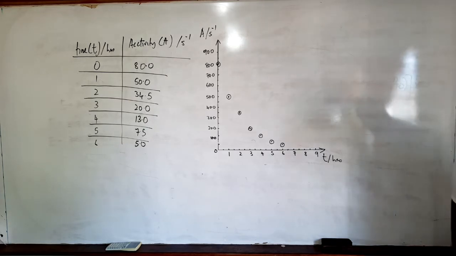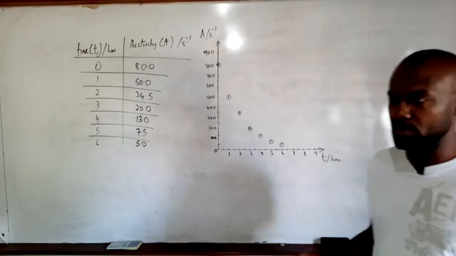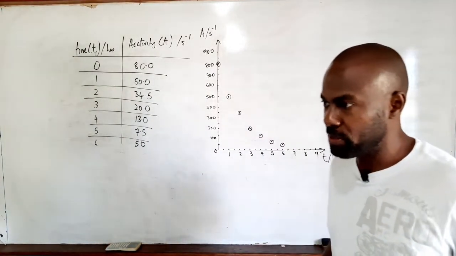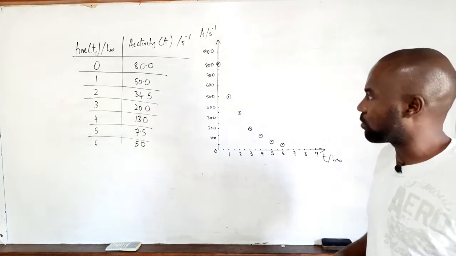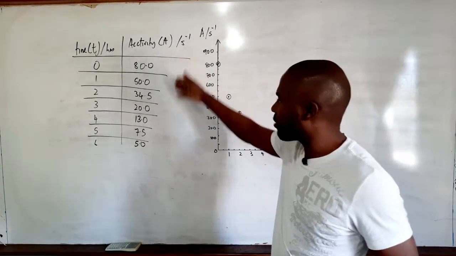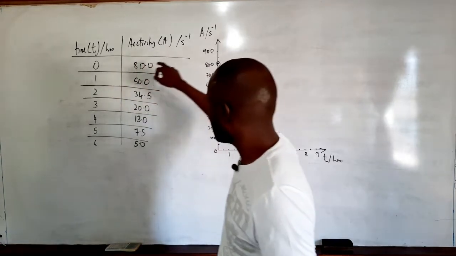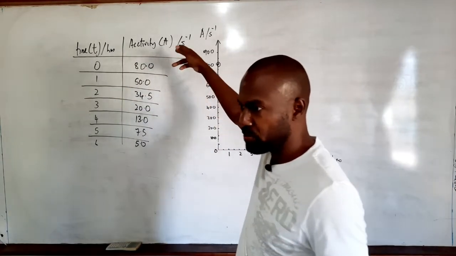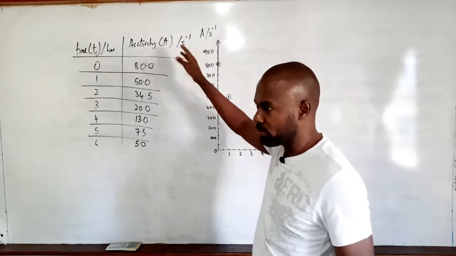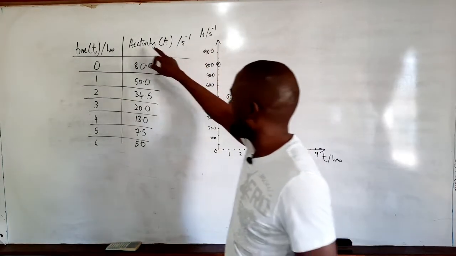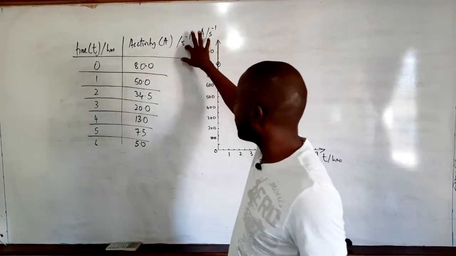So the question says, the activity of a radioactive sample was measured over a 6-hour period. The results are recorded in table 1. So here I'll already go ahead and copy down the table. We see the time in hours and the activity A in disintegrations per second.